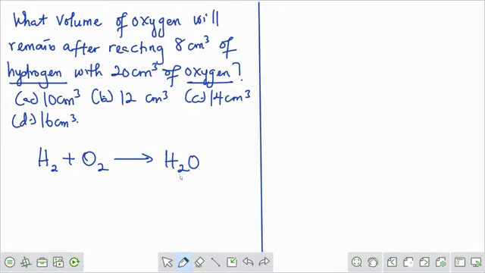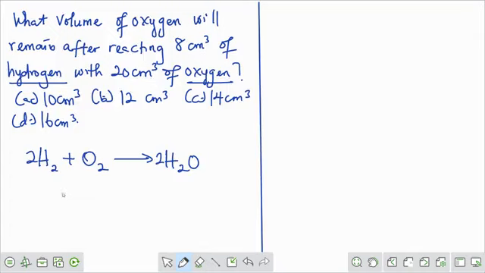Now, how do we balance it? We have two hydrogen here, two hydrogen here. We have two oxygen here, one here, so let's put two here. Now we have four oxygen, four hydrogen, and two hydrogen here. So let's put two here. 2 times 2, 4. So everything is now balanced.